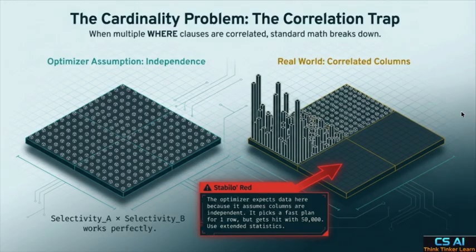A major hurdle is the correlation trap. The optimizer assumes columns are independent. If you filter by city and zip code, the math says the result set should be very small. But in the real world, these columns are highly correlated. The optimizer picks a plan for one row but gets hit with 50,000. In these cases, you need to use extended statistics to tell the database that these columns move together.